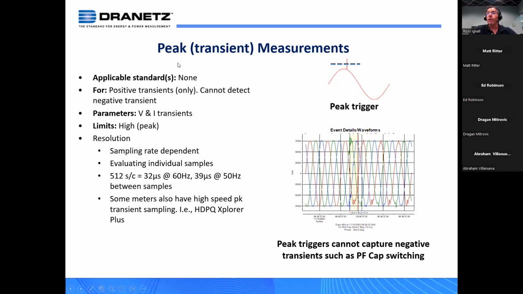So what are these peak triggers for? Well, what are the applicable standards? There are none out there. So it's every manufacturer on their own on how they implement it. So you really should go look at the details to make sure it's appropriate for your particular application.